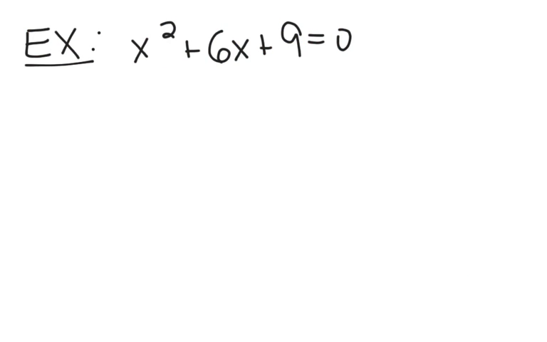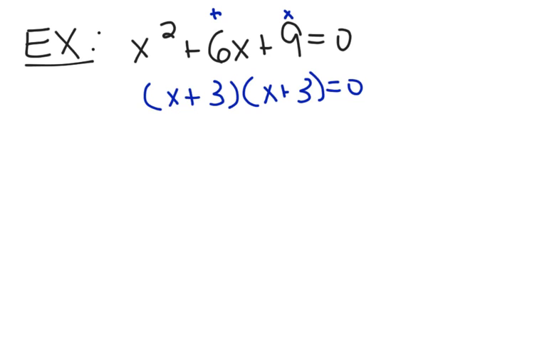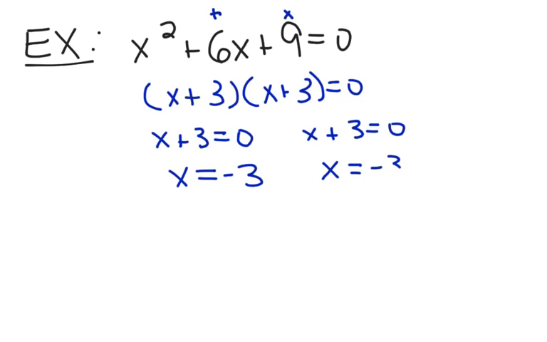The quadratic formula can also be used for problems that you really don't need it for. This problem is a perfect square trinomial that we've run across many times. This is the one where the two numbers that multiply to give you 9 but add to give you 6 are 3 and 3. So if you factor it, and then you use the zero product property, you can solve and find out that the solution is negative 3. There are two solutions, they're just both the same value.